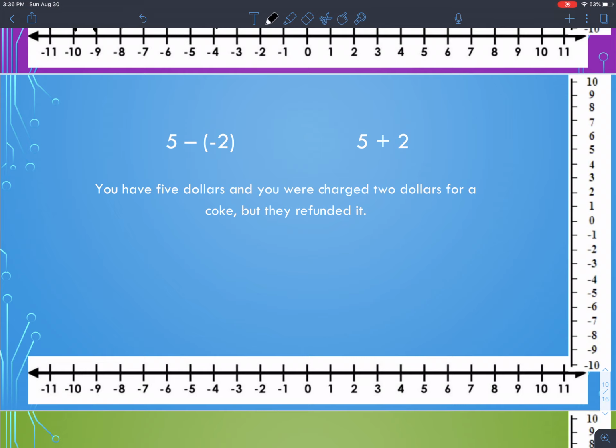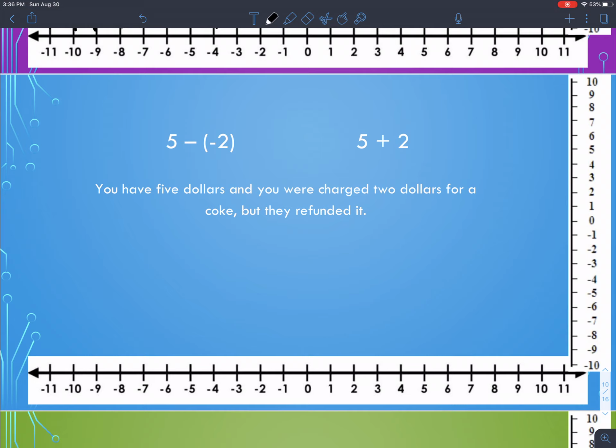So I'm going to show you a few examples of it in the real world, but I'm also going to show you how to change it in your number problems, your mathematical problems, so that it's easier for you to operate with. So the first example we have is 5 minus a negative 2.